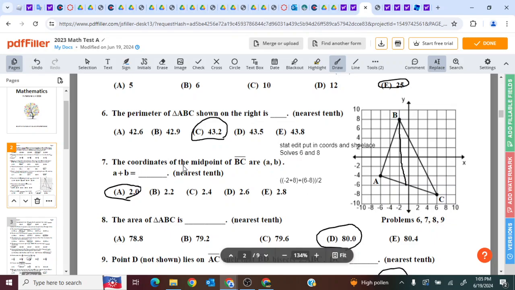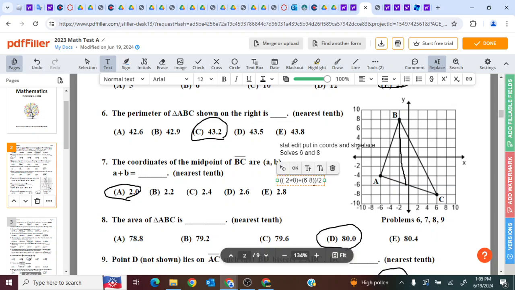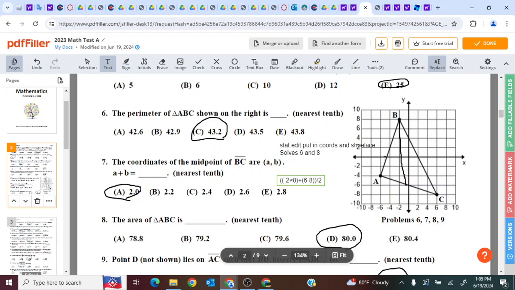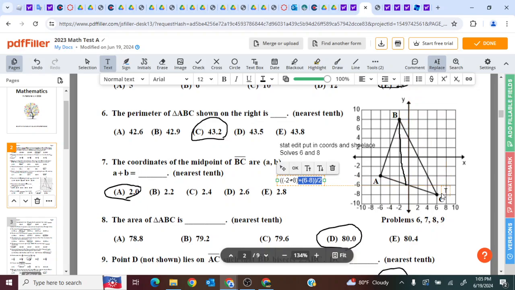Number 7 is a bit harder. The coordinates of the midpoint of BC are these right here. The x value of the midpoint is equal to the average of these two x values. My apologies, I think I wrote this equation for the wrong thing, but basically add these two x values together and take the average, that's your average x value. Then add the y values together and take that average. So you get an x value of 2 and a y value of 0 at this point right here, which adds up to 2.0.